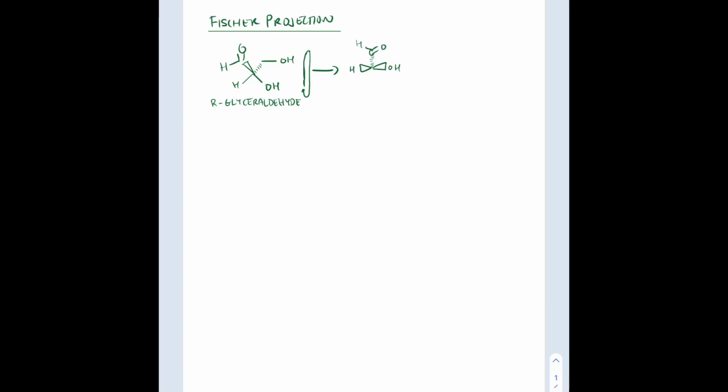Now, this is by definition what a Fischer projection is, but now instead of having wedges and dashes, we actually just do straight lines. The requirement of the Fischer projection is that all of the horizontal bonds, like the hydrogen and the OH that are wedges currently, need to be sticking out at us. So they have to be the wedges. And that means that all of the other bonds, the vertical bonds, are going to be dashes. And this is just implied.